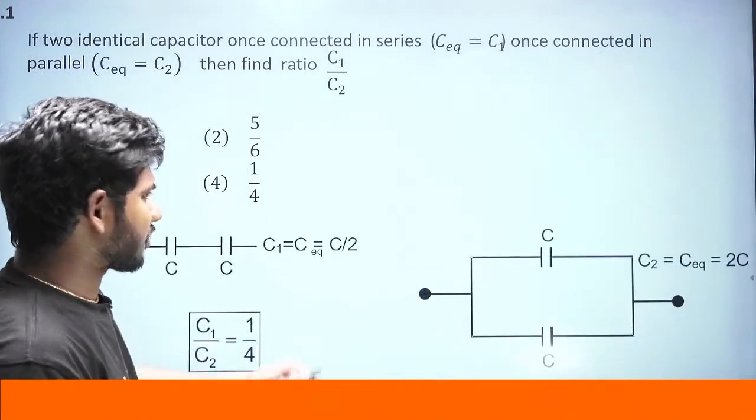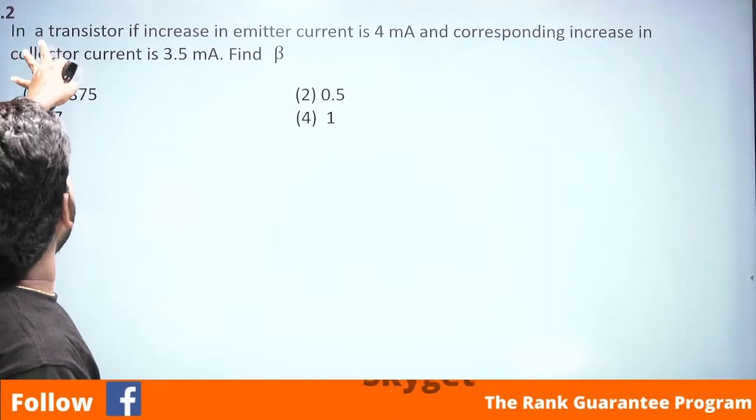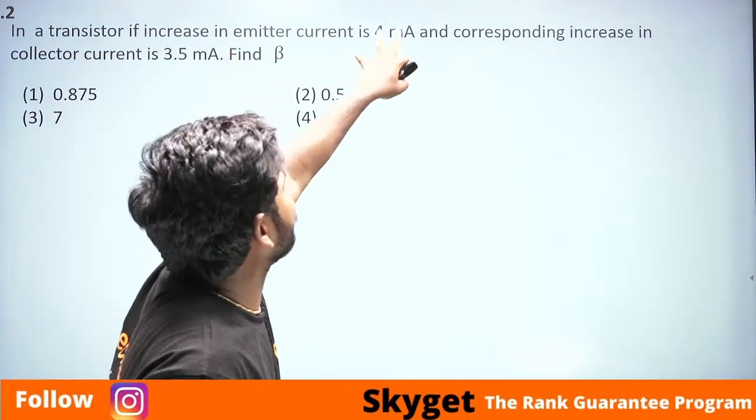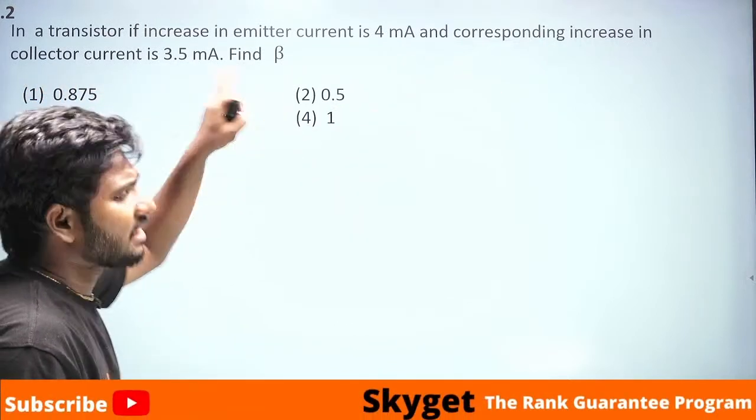So let us go to the next question, students. The answer is 1 by 4 here. If in a transistor, the increase in emitter current is 4 milliampere and the corresponding increase in collector current is 3.5 milliamperes, find beta.